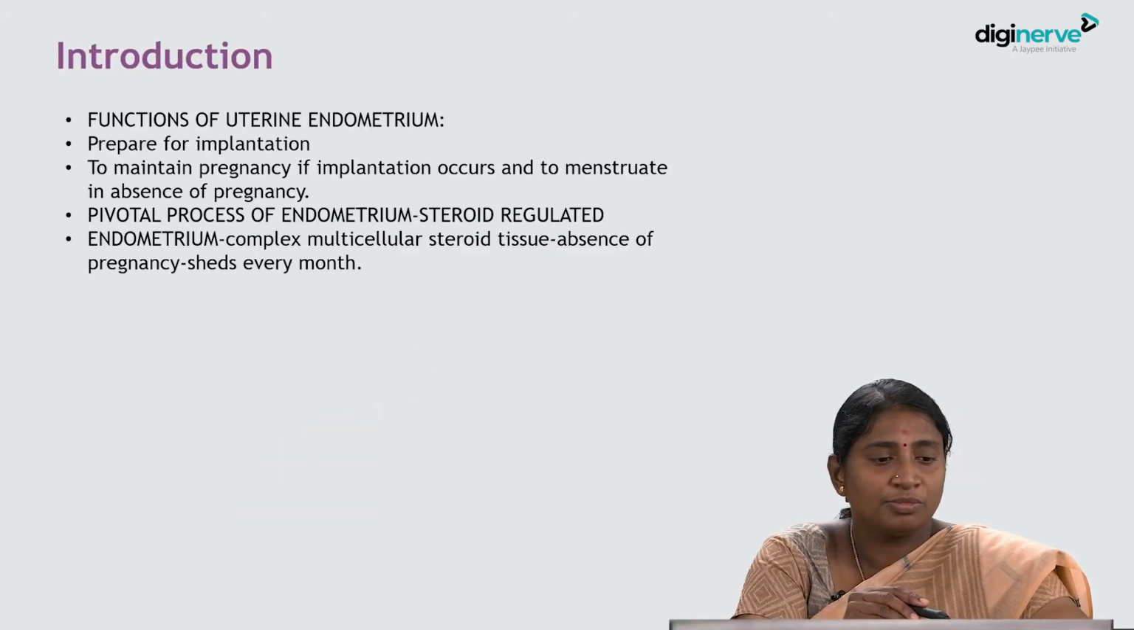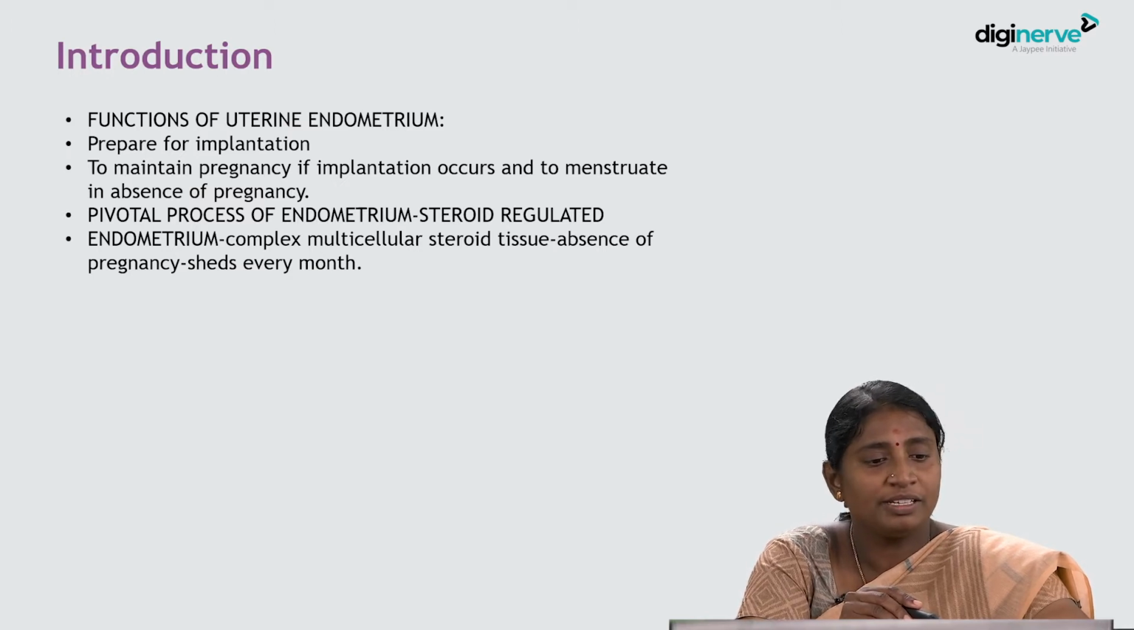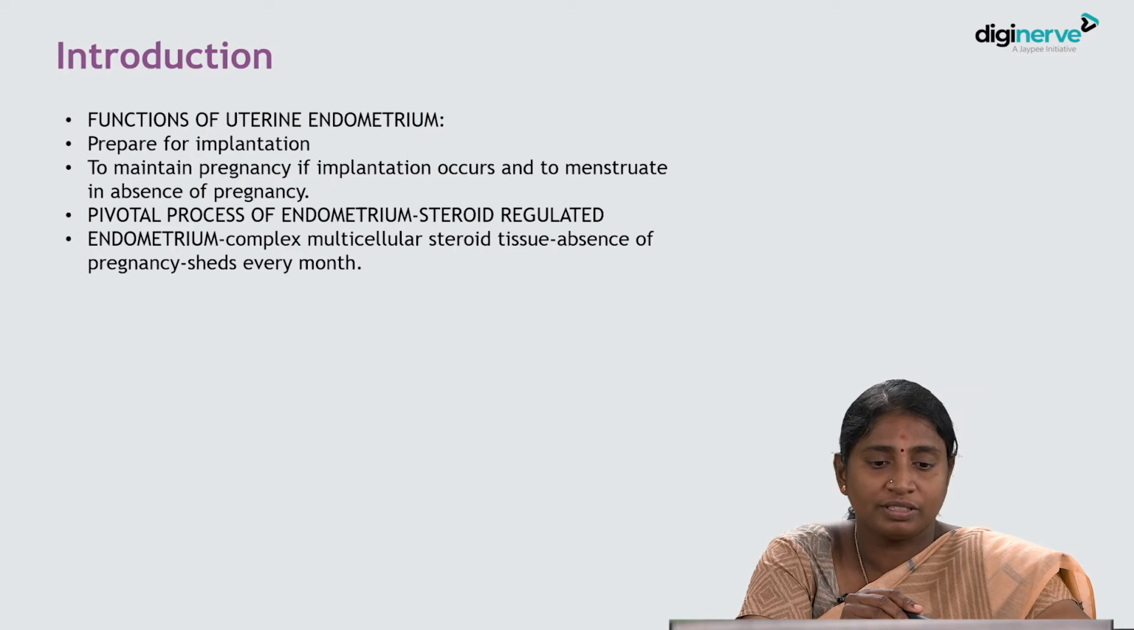This inflammation and the wound healing process continues every month. The main functions of the uterine endometrium include preparation for implantation, to maintain the pregnancy if implantation occurs, and to menstruate in the absence of pregnancy. The pivotal process of this endometrium is mainly steroid regulated, and the endometrium is a complex multicellular steroid tissue. In the absence of pregnancy, it sheds every month.